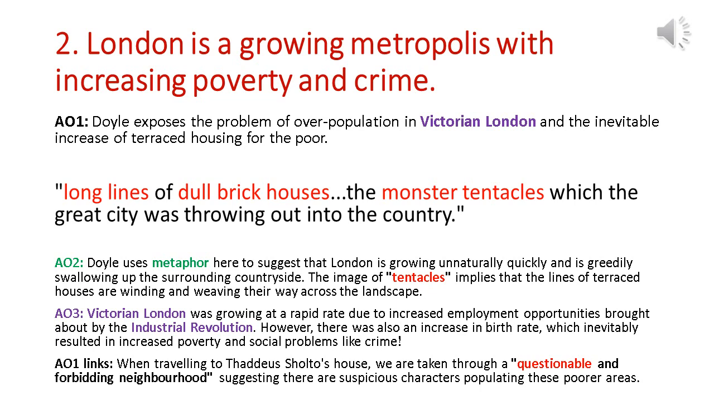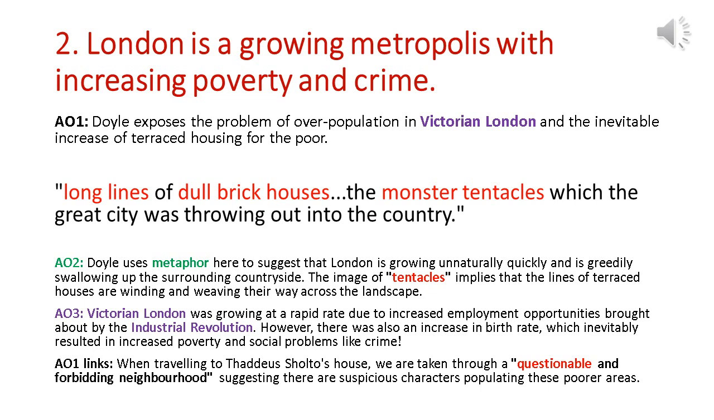So you can see here that Doyle uses a metaphor of monster tentacles. So that's suggesting that London is growing unnaturally quickly and it's greedily swallowing up the surrounding countryside. So these tentacles, if you think of tentacles on an octopus, it suggests that the lines of terraced houses are winding and weaving their way across the landscape and taking over.